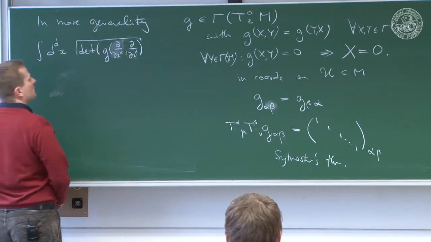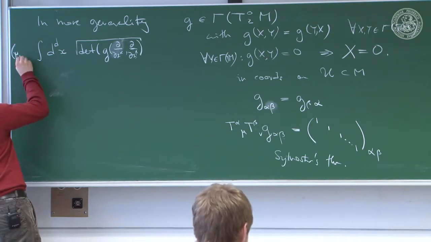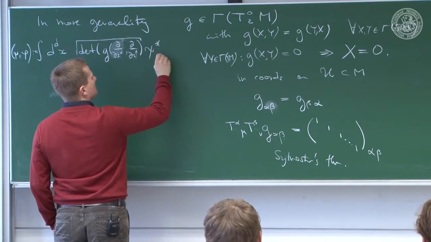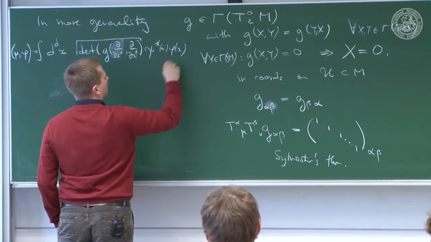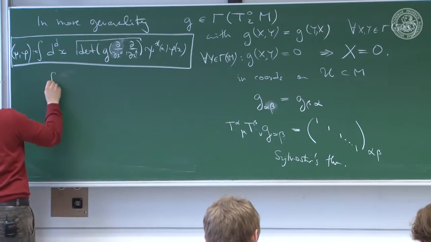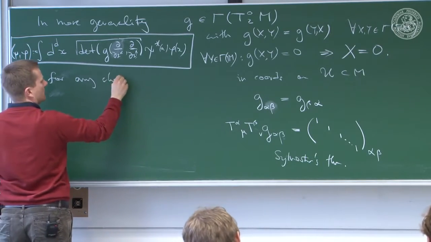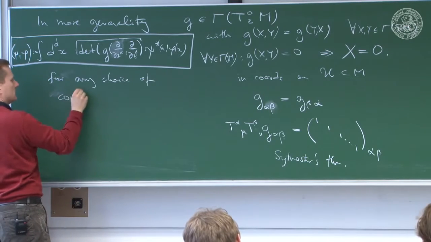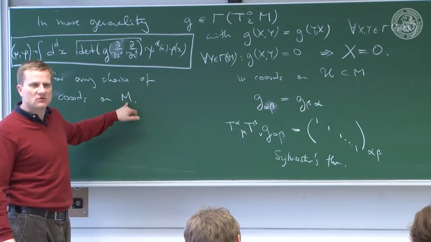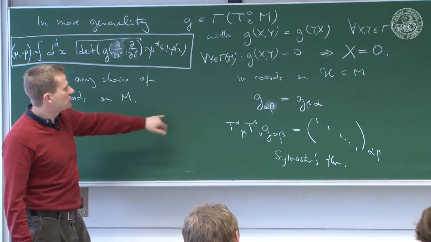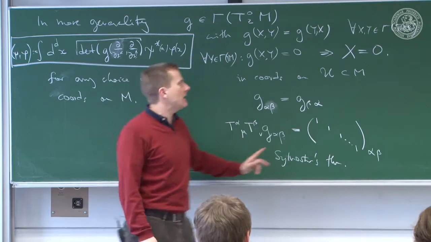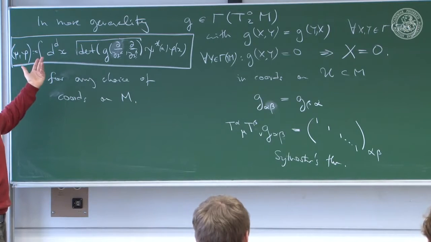So in more generality, we now want to define psi comma phi, this inner product, as this factor times psi star of x, phi of x. This integral. But now for any choice of coordinates on M. Now, if you wish, you can choose M to be R^d, and you can choose the coordinates that make the metric everywhere have this form. Then you come back to the original integral we had.